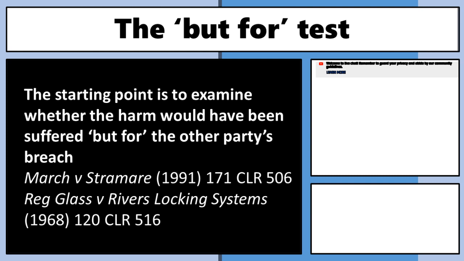And so when we're trying to use this test in simple scenarios, like Reg Glass and Rivers Locking System, it can work quite satisfactorily. Hey, if your locks had worked, the burglars wouldn't have come in. And that's fine. What you find, though, is that a variety of other factors come into play here. Did the burglars bash the door down? Did the burglars climb in through a window? Did the burglars do a variety of other things in regards to this? Were goods left in the shop window in order to encourage the burglars to come in?